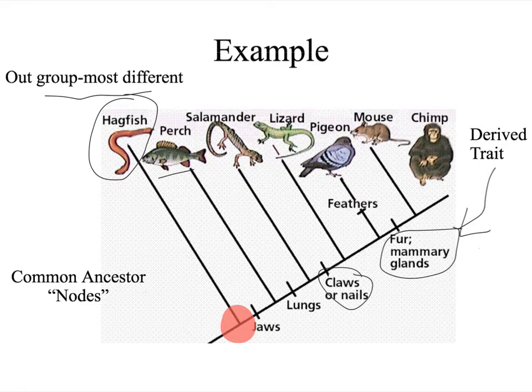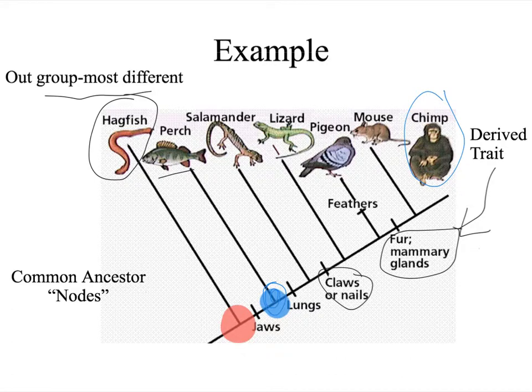Now, the perch and the salamander will have a common ancestor here. So the perch, the salamander, and the chimp, even here, they all have their common ancestor back at this point where this blue dot is, at that node. So the nodes, or the places where the lines intersect, show a common ancestor. What those common ancestors look like can be very unknown. Some of them are thousands of years old, some of them can be much older than that.